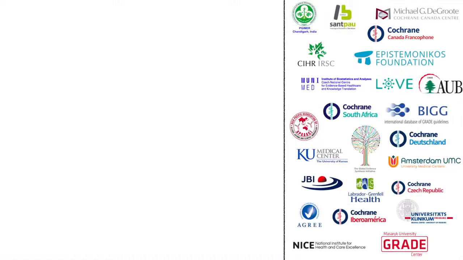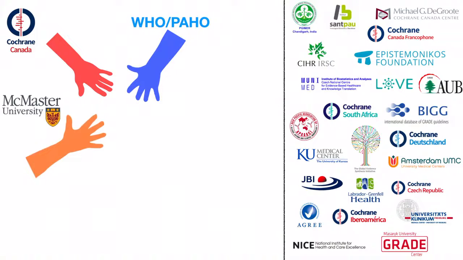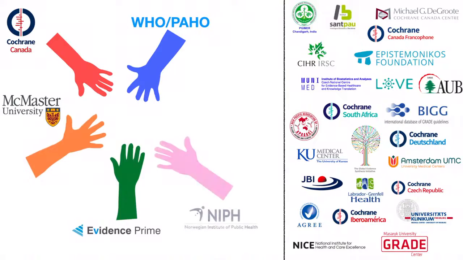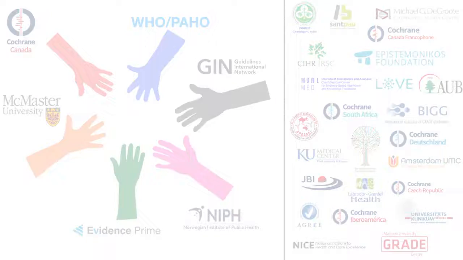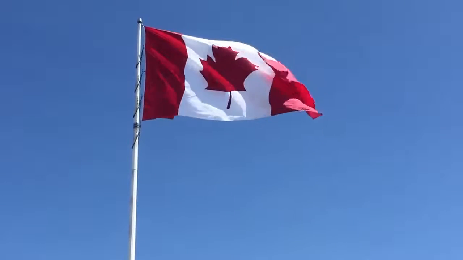eCOVID is a collaborative effort between multiple institutions, including Cochrane Canada, the World Health Organization Collaborating Centre for Infectious Disease Research Methods and Recommendations at McMaster University, Evidence Prime, the Norwegian Institute of Public Health, and the Guidelines International Network, among others, and is funded by the Canadian Institutes of Health Research.